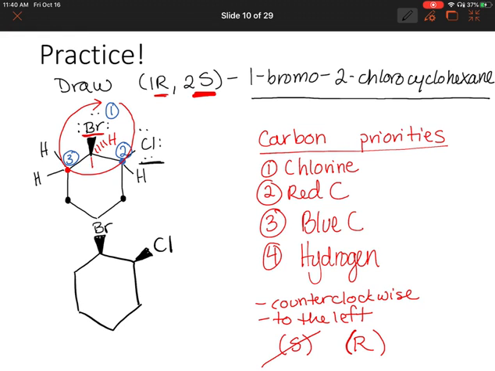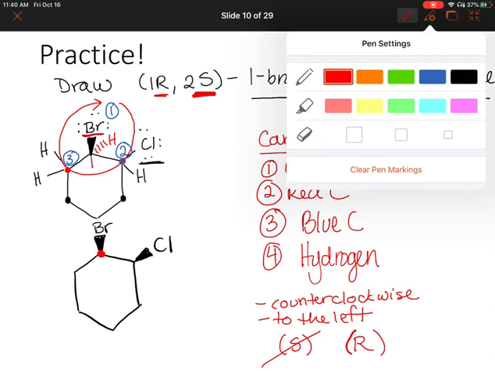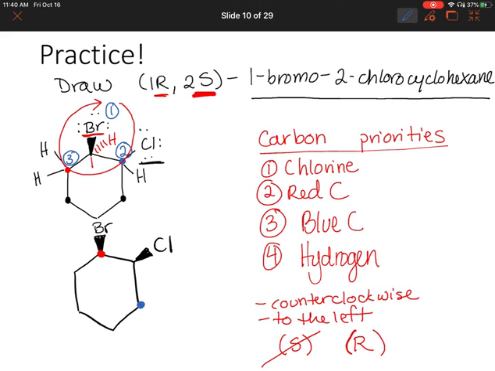Okay, so now let's double check that we have the right configuration here. We already said that the red carbon is priority 2, the blue carbon is priority 3. So that still remains true. And now hydrogen is in a dashed position in priority 4, so hydrogen is now behind the plane.